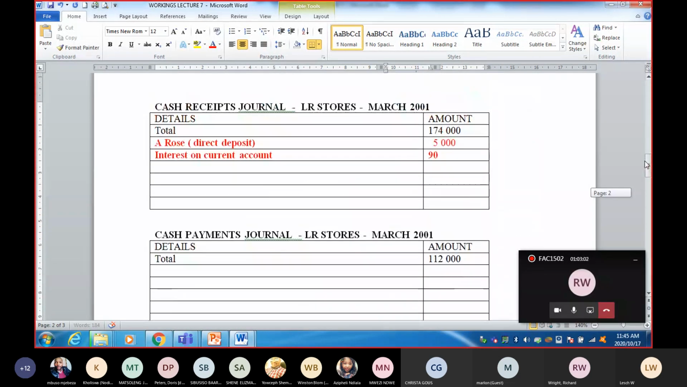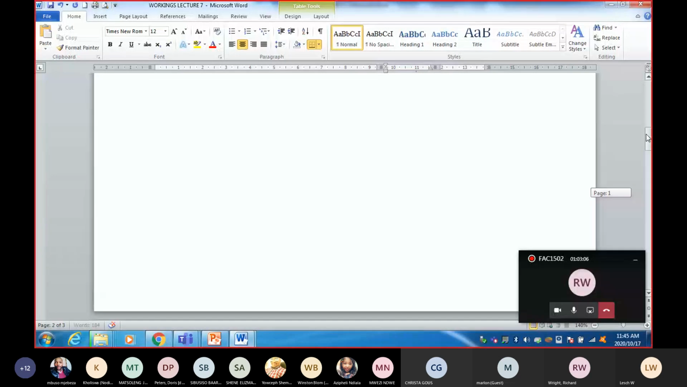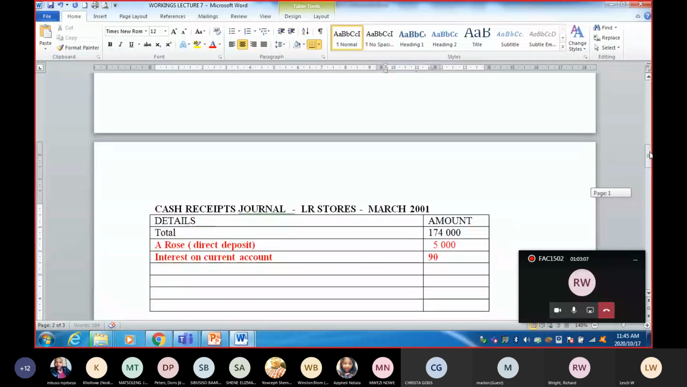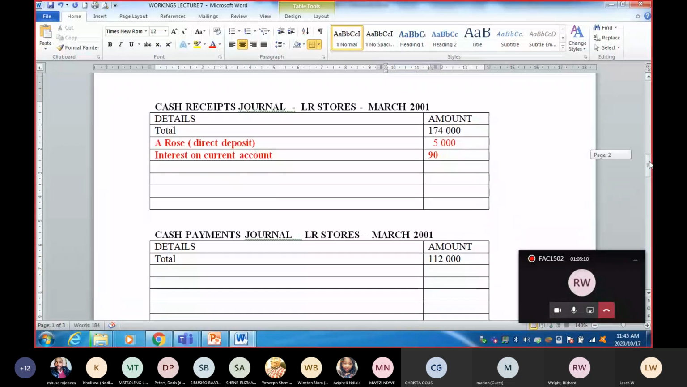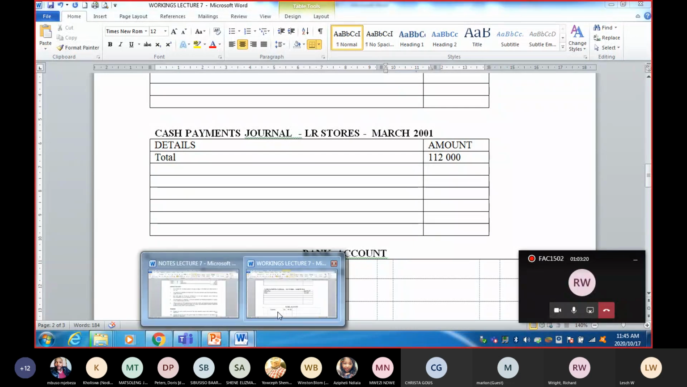We are moving on to our next step now, where we are going to compare the cash payments journal with the debit side of the bank statement. So we are taking a look now at our cash payments journal.